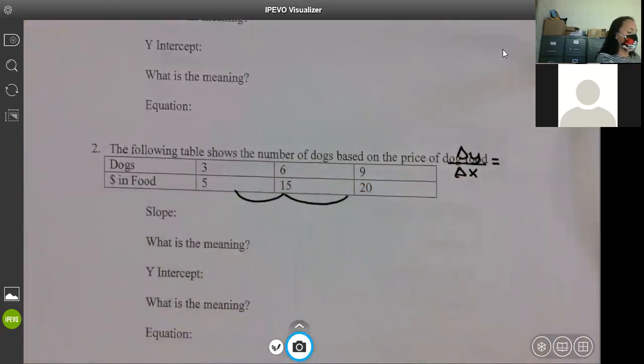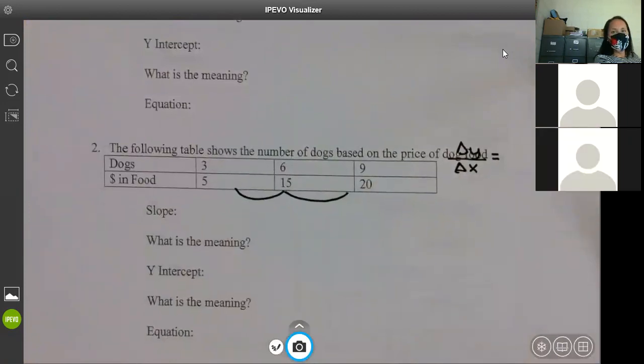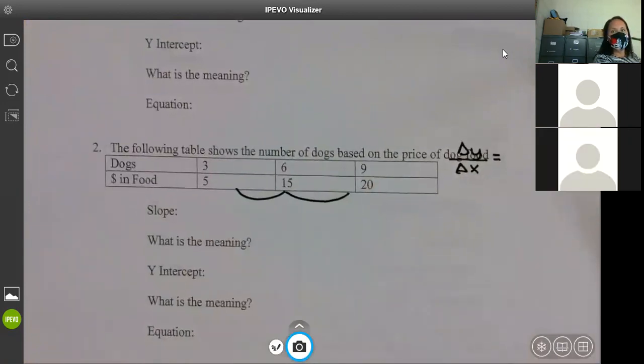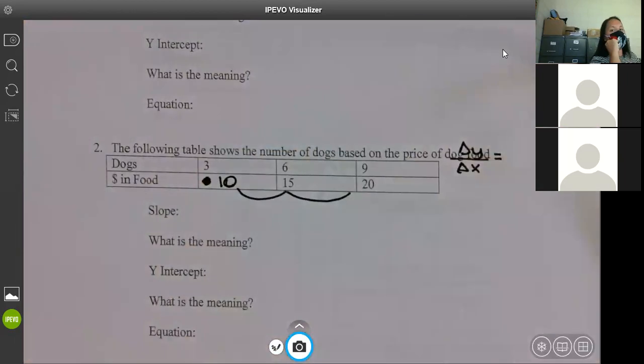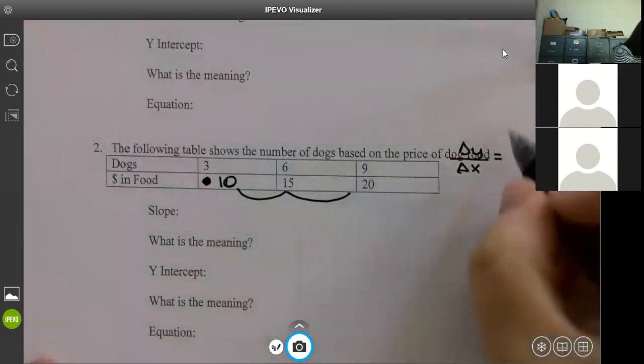10. Is it 10? Oh, by fives. You know what? I think they screwed this up. Sorry, I need to fix these notes. Change that to 10. I apologize. Change that to 10. Now, how much is it going by? There we go. That's my fault.